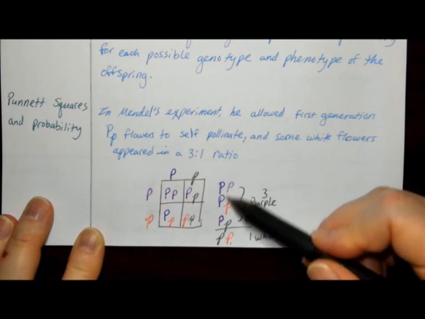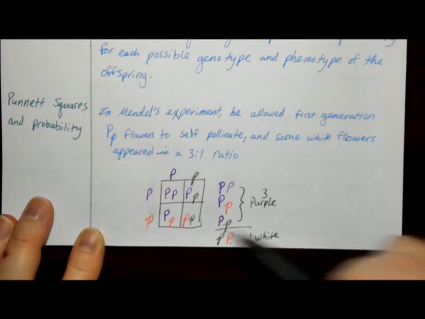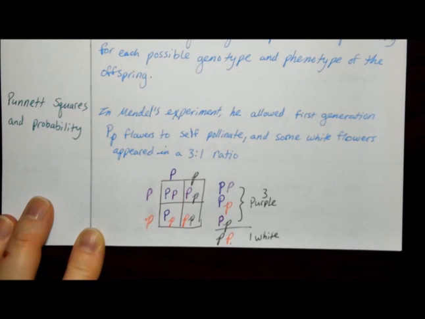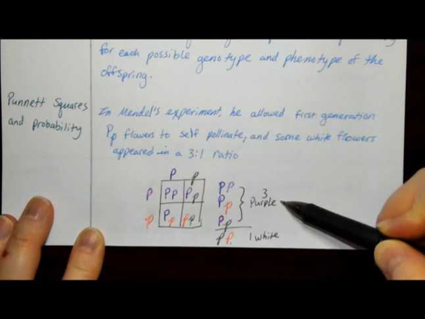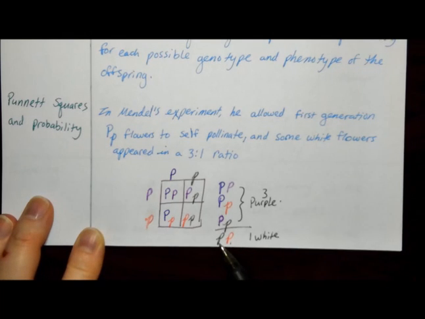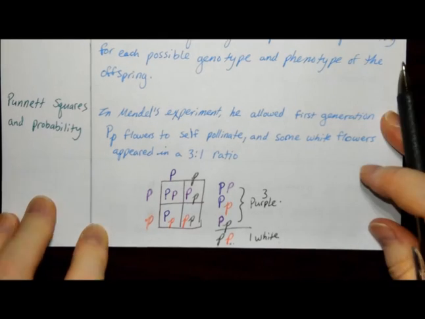These 3 all have a capital P in them. They are purple. These 3 all have the dominant trait. They will show the dominant trait. They will show purple. This one right here only has the recessive trait. It's only the lowercase. That means it's going to display the recessive trait, which is the white flowers.